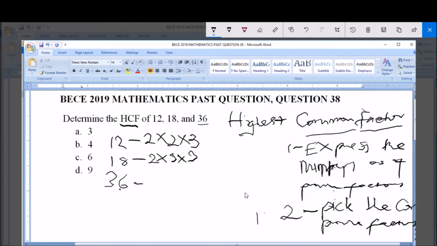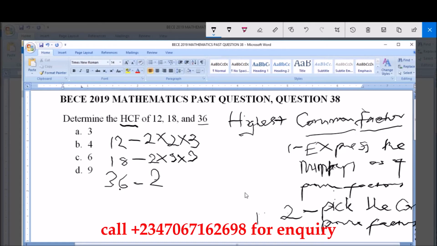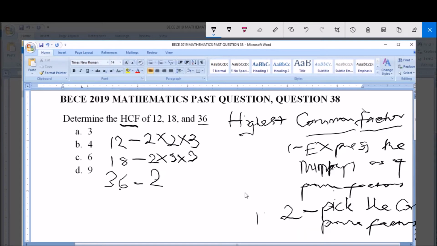Now we start with the lowest prime number. Can 2 go into 36? Yes, 2 goes into 36 18 times. So we write down our 2, because 2 can go into 36 18 times. Now, can 2 still go into 18? Yes, 2 can go into 18 9 times. So we write down 2 again, times 2. Now we have 9 remaining.